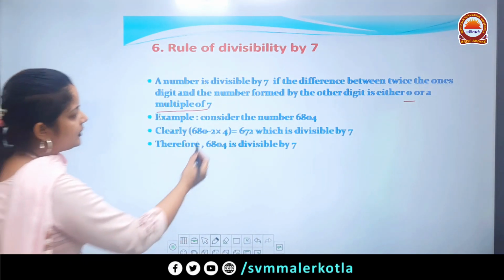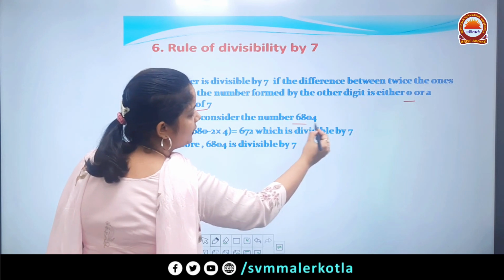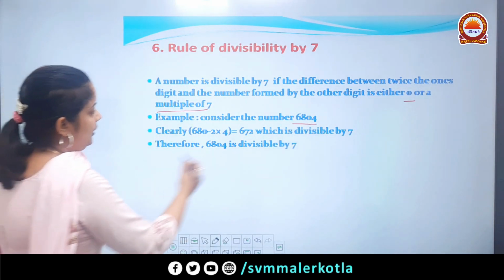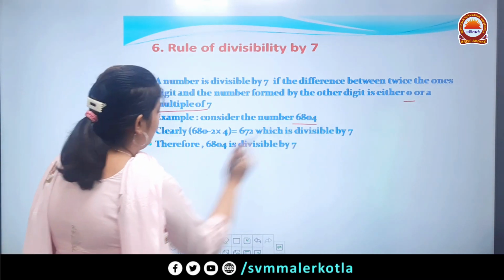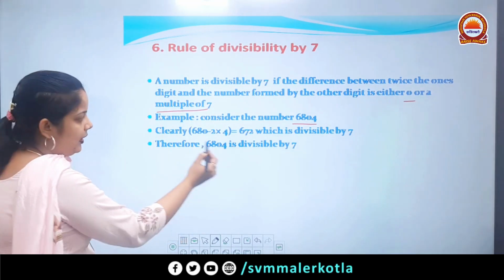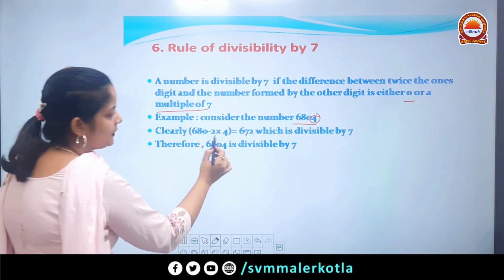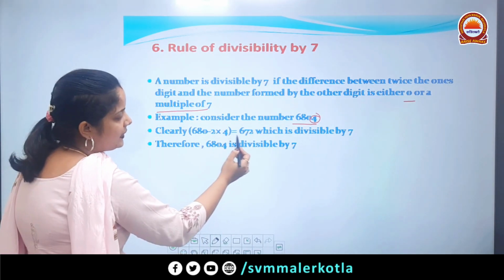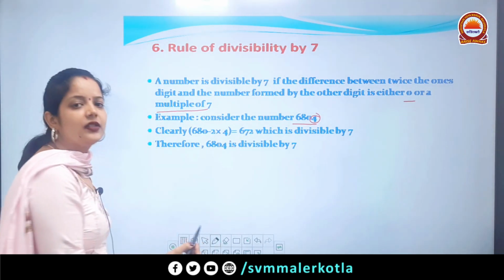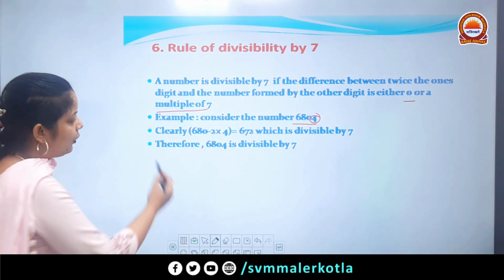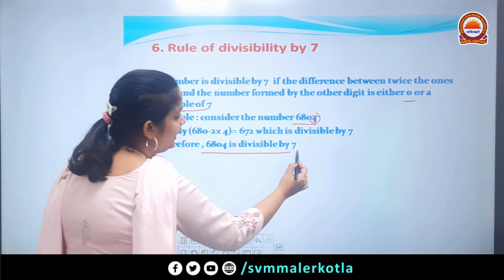For example, consider the number 6804. We will remove the 4 and we will get 680, and we will subtract the double of this 4. We get 672, which is also divisible by 7. So the whole number will also be divisible by 7.